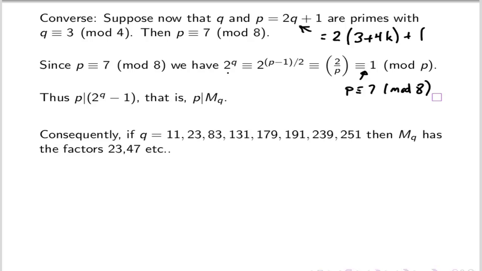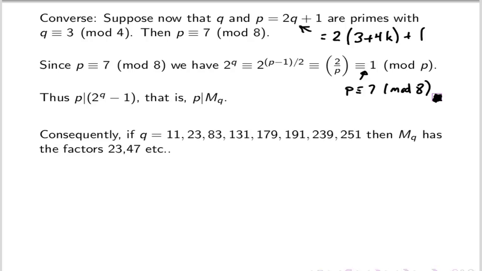So we've got 2 to the q is congruent to 1 mod p, which means that p is a divisor of 2 to the q minus 1. That is, p is a divisor of M sub q, the qth Mersenne number. QED. Exactly what we wanted to prove.